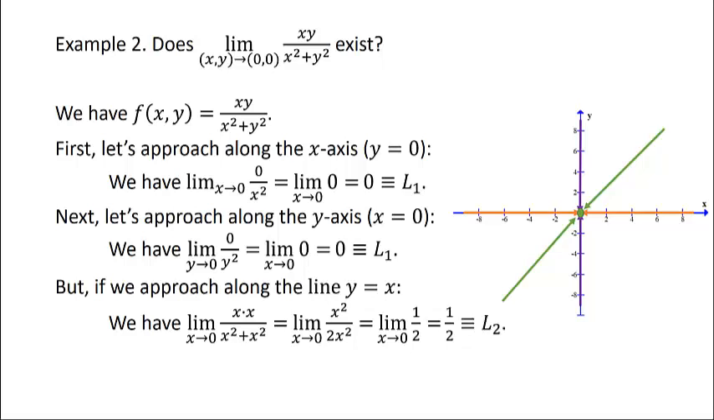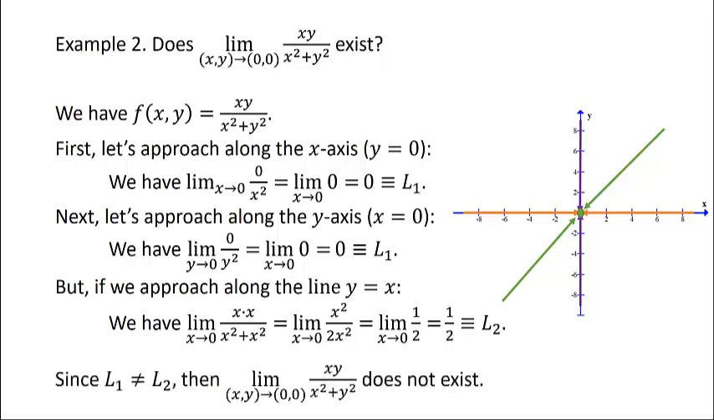So notice, now we have found an approach path, a way to approach the point (0, 0) that led to a limit other than 0. So, since we found two different limits, that is enough to stop and say that our limit does not exist. Keep in mind, we're only allowed to stop if we find two different limits.